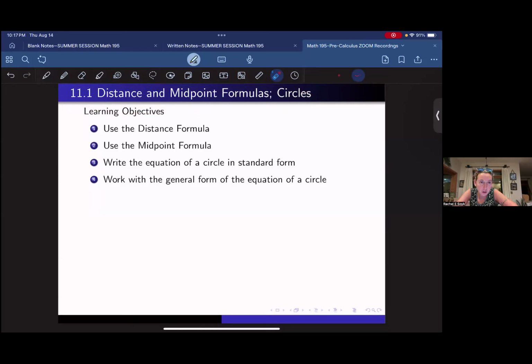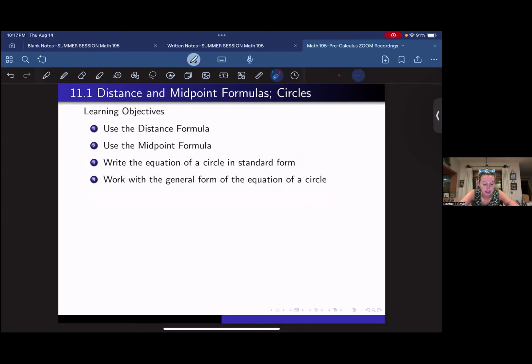What are our objectives? Being able to use both the distance and the midpoint formula, and then writing the equation of a circle in standard form, and then working with the general form of the equation of a circle. So learning how to graph circles is definitely going to pop up, as well as finding the radii of circles and their respective center points.